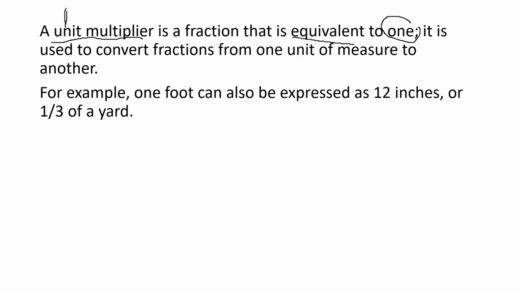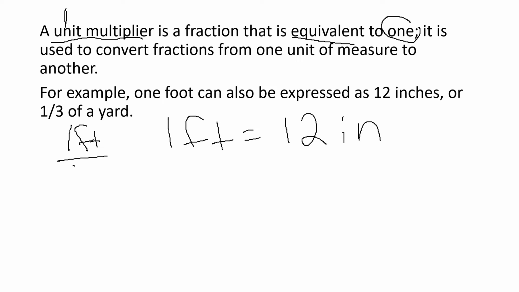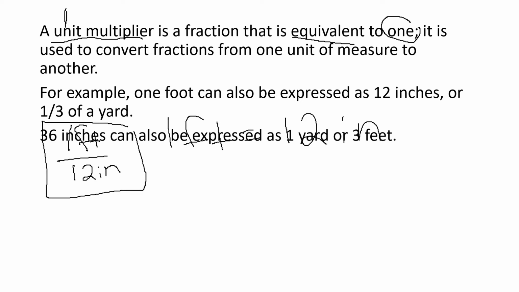So here's an example. Remember, it has to be equivalent to 1, and that means the top value has to be equal to the bottom value. So 1 foot can also be represented as 12 inches. Those values are the same. So I can create a unit multiplier, 1 foot over 12 inches. And here's a fraction whose values are the same. If I measure with a ruler 1 foot, I'm going to measure the exact same value as I would if I measured 12 inches.